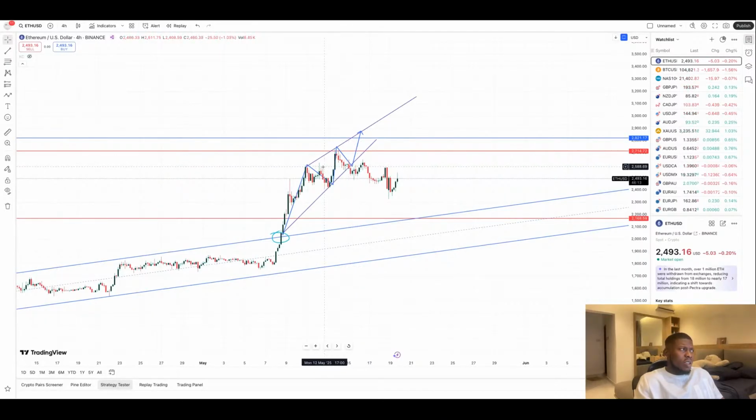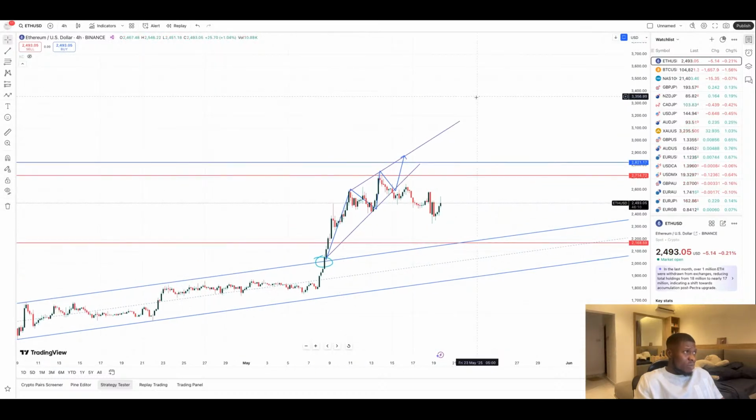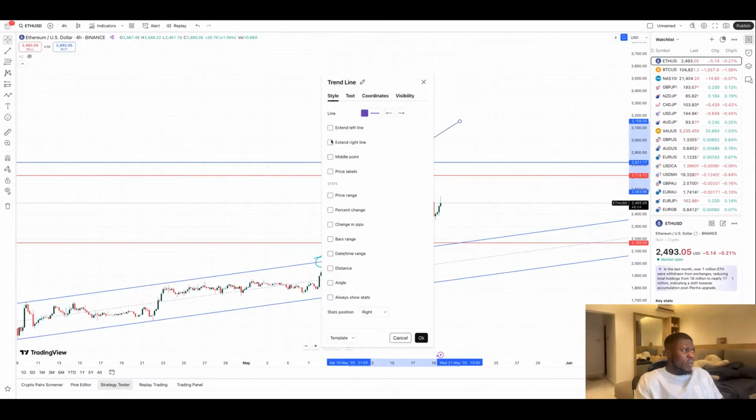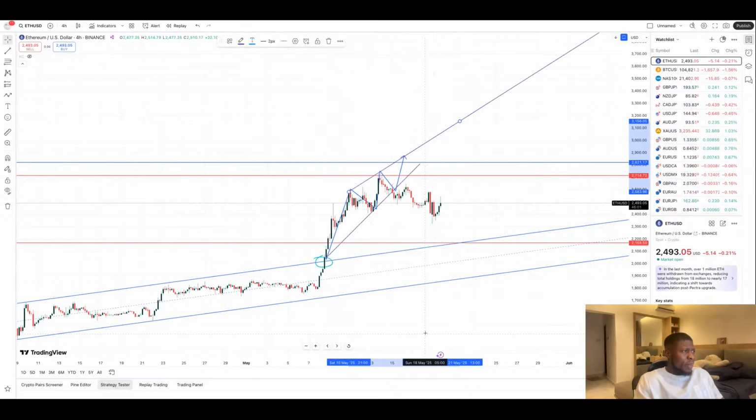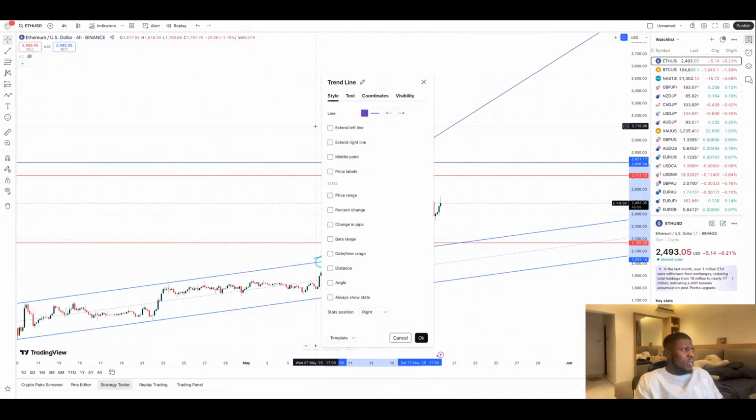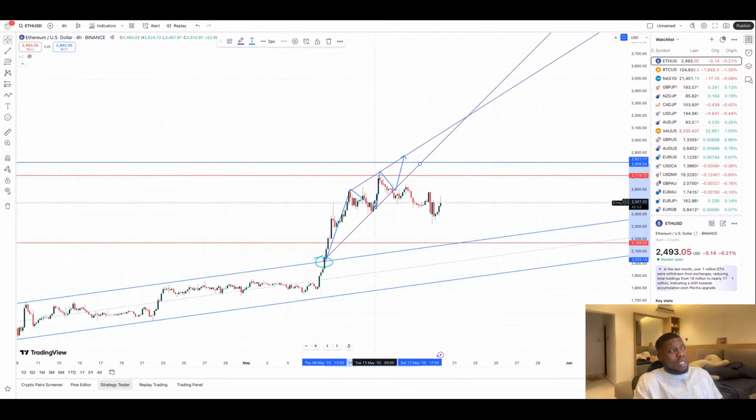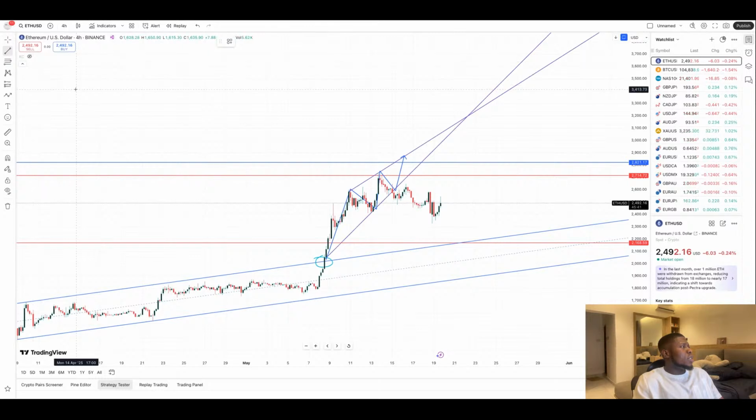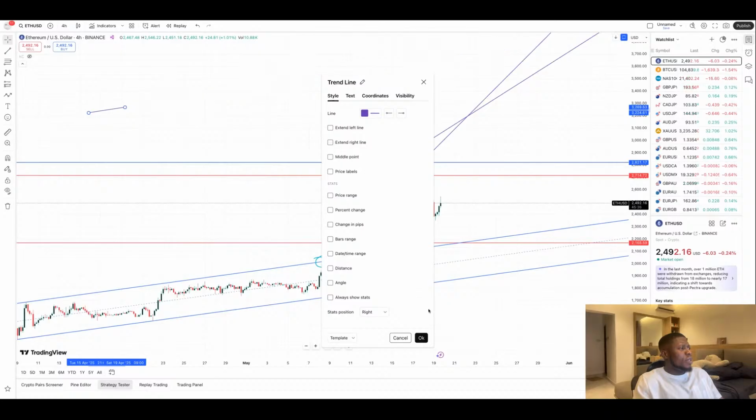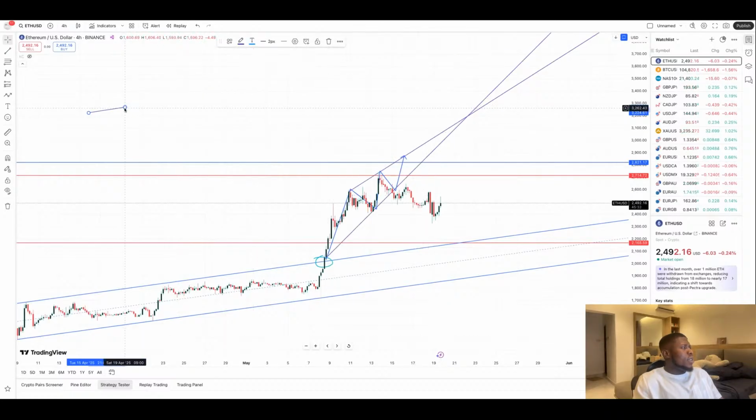So how do you trade this kind of chart pattern? Right at the moment, these lines are still active. You can extend this line, make it indefinite, extend to the right. Extend this one to the right again. Good. So this is your chart pattern forming. Look at the shape it's giving you.